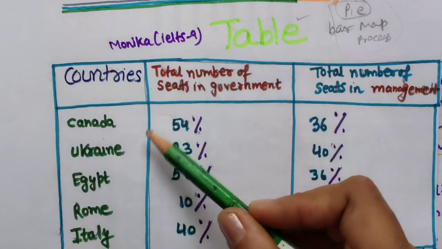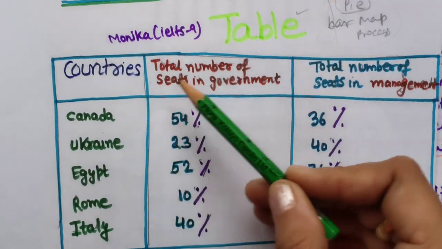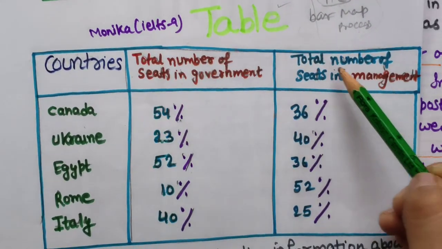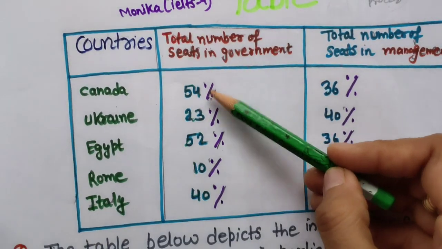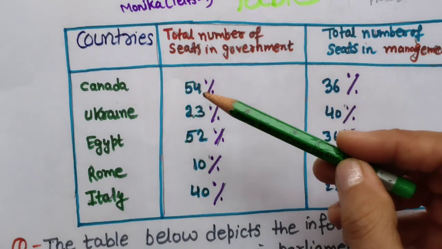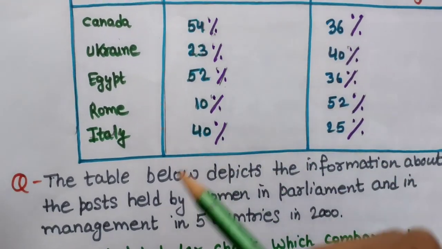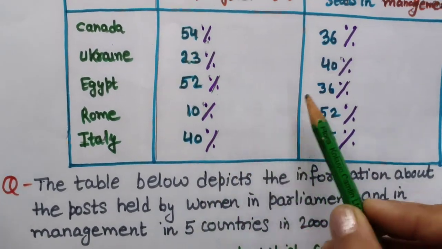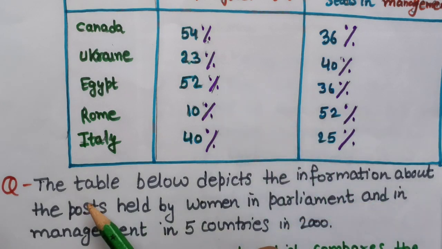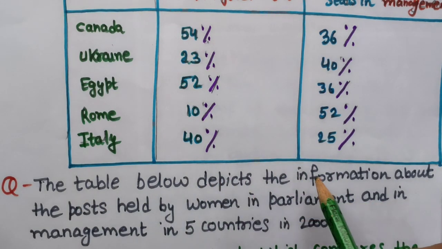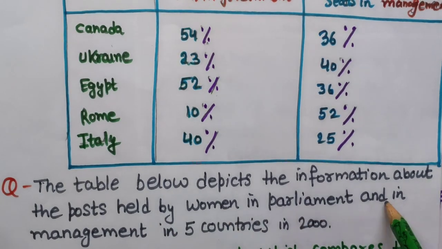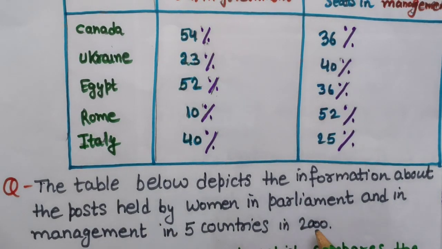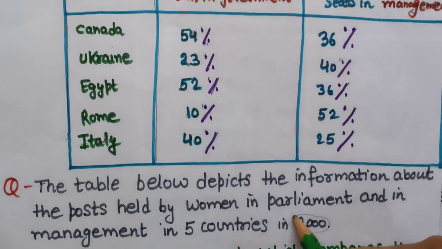Okay, so here they have given countries, total number of seats in government, total number of seats in management. So 5 countries are there, percentage is there. Now let's read the question statement once, and then I will tell you how to analyze and how to plan task 1 also. The table below depicts the information about the posts held by women in parliament and in management in 5 countries in the year 2000. Only 1 year is there.